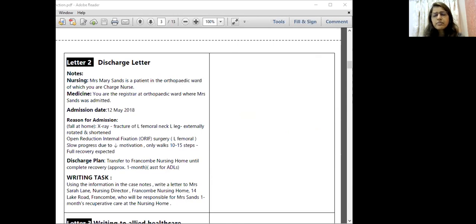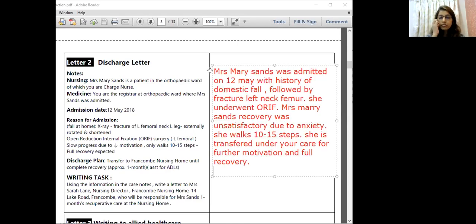Dr. Chetan, your introduction paragraph has too many details. It has to be brief. You can write details later on in the body paragraphs. Instead of writing that she walks 10 to 15 steps, you could probably have used terms like slow progress, or you could have used terms like impaired mobility or limited mobility, right? So that is where your ability to use language is being assessed, right? So if you are able to use different grammatical structures, you will be able to keep it precise.